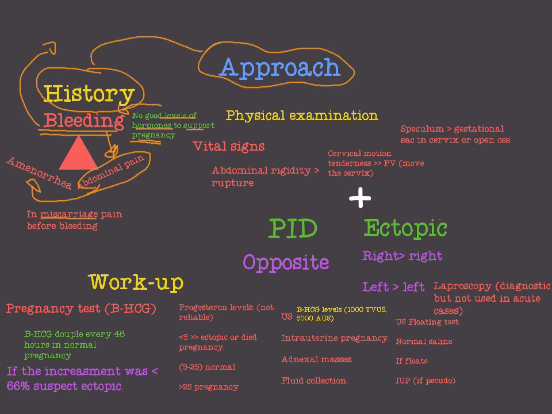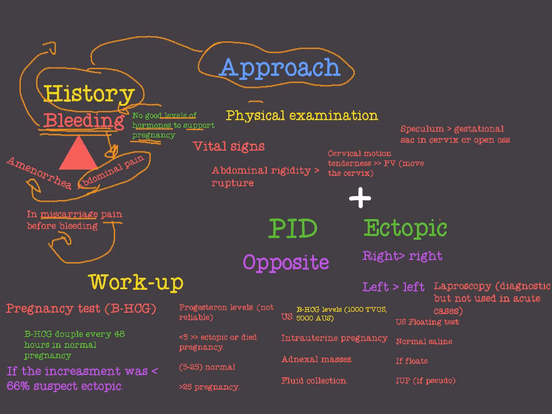To differentiate between ectopic pregnancy and miscarriage: in miscarriage the pain precedes bleeding. In ectopic pregnancy, bleeding happens first and then pain. In miscarriage, pain then bleeding. This is just a light to show you.